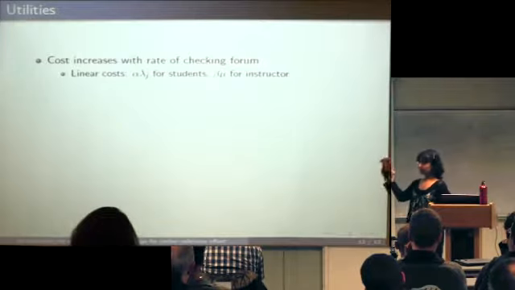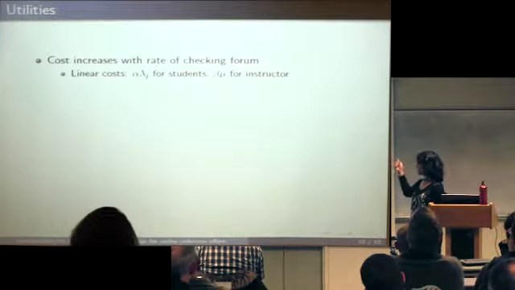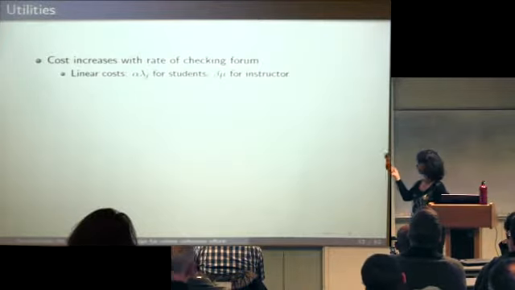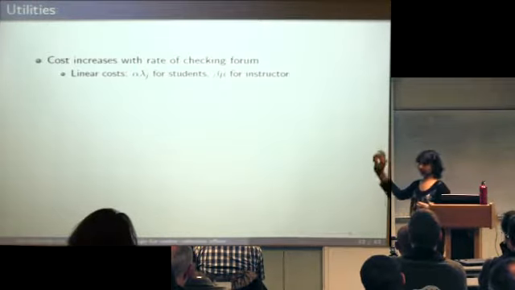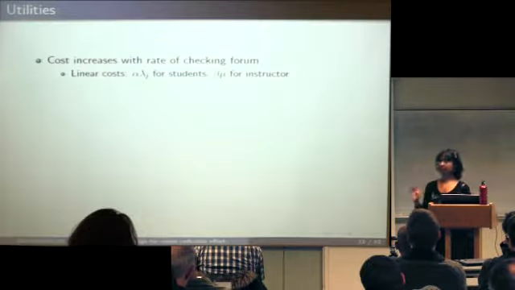So now let's talk about utilities. The cost of checking the forum increases with the rate at which you check the forum, and for simplicity we're going to assume that these costs are linear, that the cost has a coefficient alpha for the students and a possibly different coefficient for the instructor to model the fact that they might value time differently.